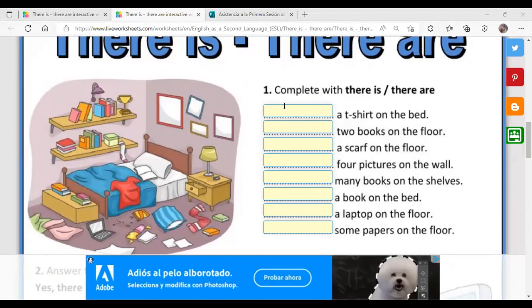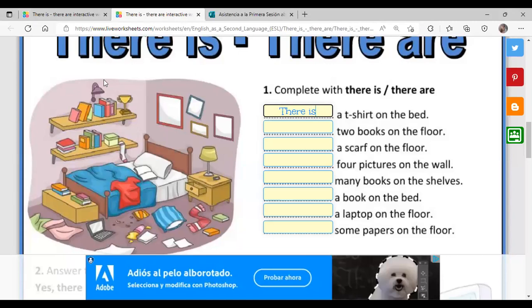There is. There is, yeah. Very good. There is a t-shirt on the bed. Look at this. This room is very untidy. It's very, very messy. Vean que este cuarto es muy desordenado. Está muy desordenado. Está desorganizado, ¿sí o no? In English, we can say that the room is very untidy or the room is very messy.